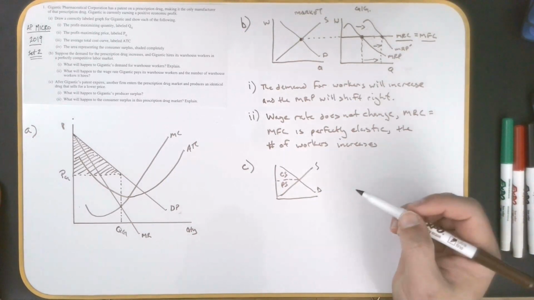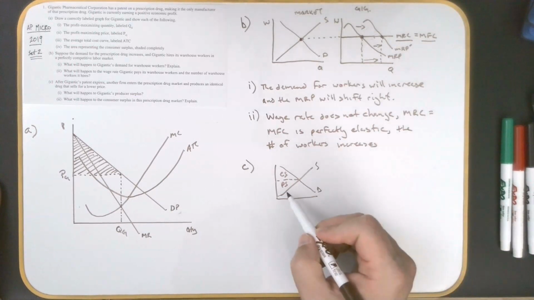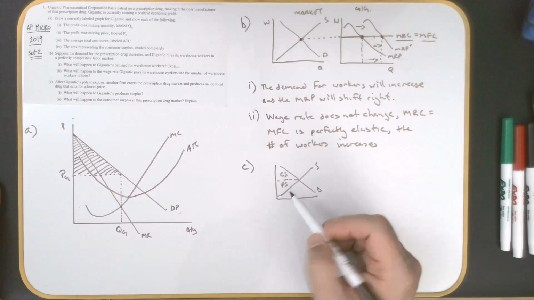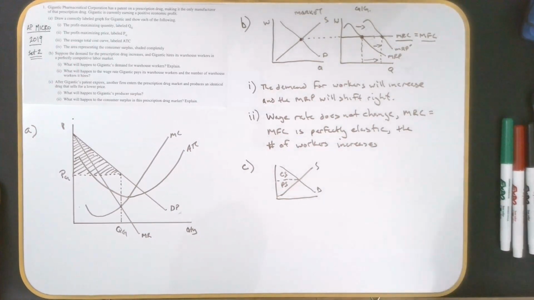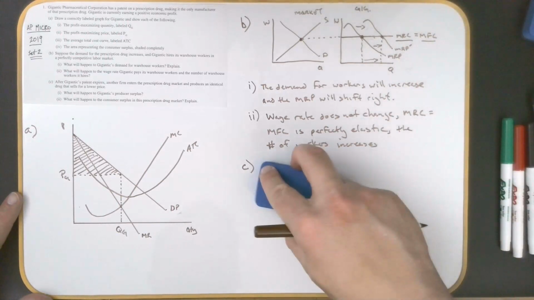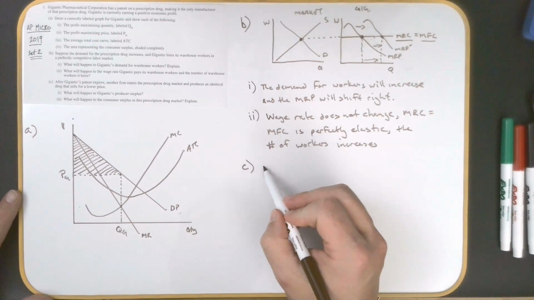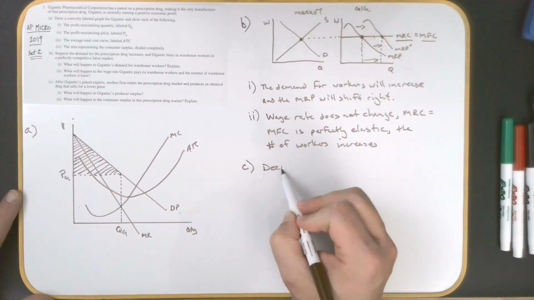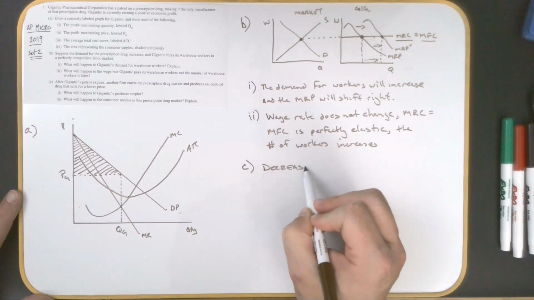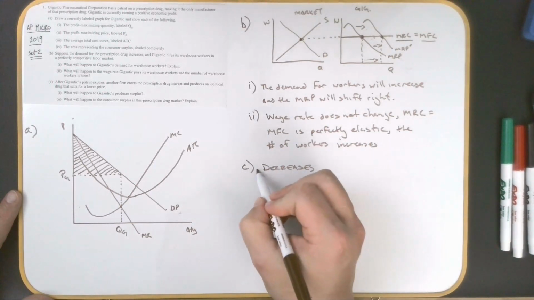So what's going to happen when you have competition? Well, your producer surplus goes down because you have competition. So that's the easy answer to that one. It was just producer surplus decreases. Now you don't have to explain it, but you could if you needed to. So it just decreases, so that was 1.